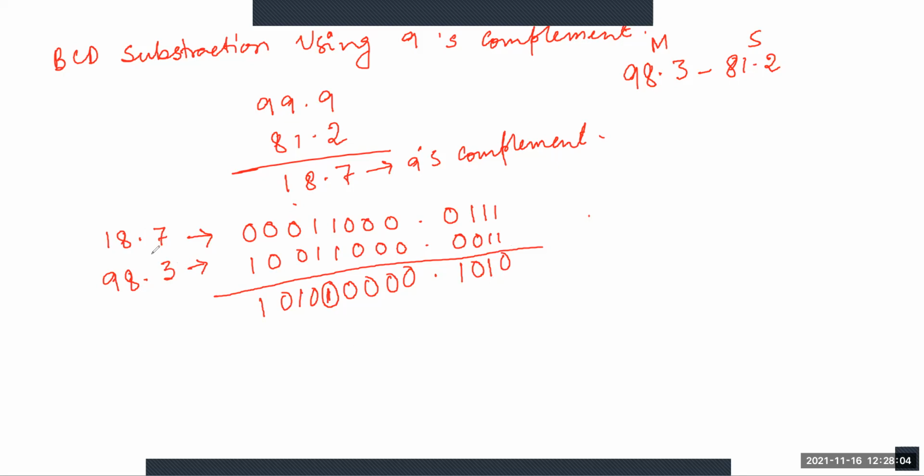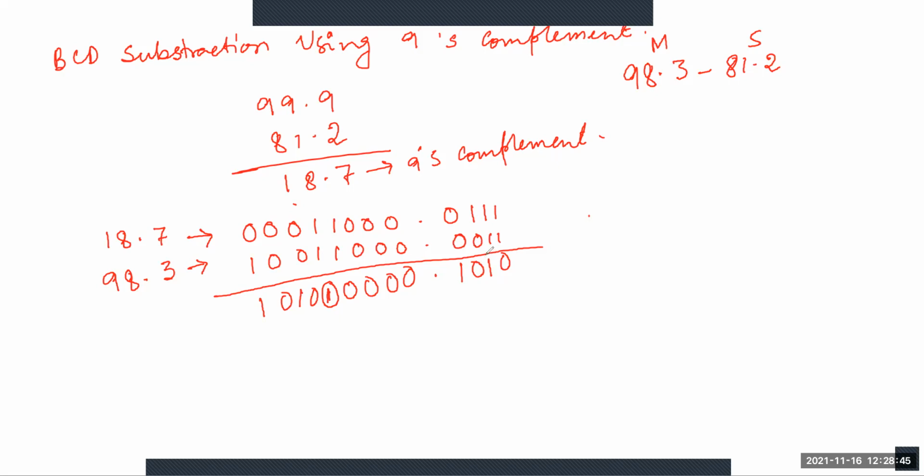Is it clear? Yes, sir. So for one digit in BCD there are 4 bits. For 1 we have written 0001. For 8 it is 1000. For 7 it is 0111. Again for 98.3, for 9 it is 1001, for 8 it is 1000, and for 3 it is 0011. It is clear, I think, till now whatever I have said.